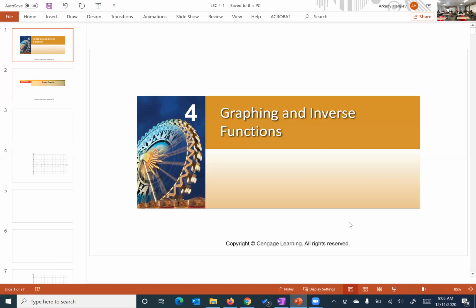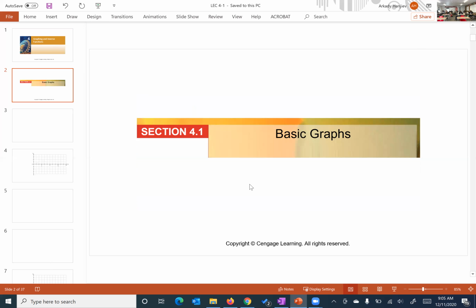Chapter 4, we're going to look at something called graphing of the trig functions. Then we're going to take a look at the inverse functions towards the end of the chapter. So this is chapter 4, 4.1. If you want to do it on your notes, it looks like this: 4.1 basic graphs. We'll start with that.